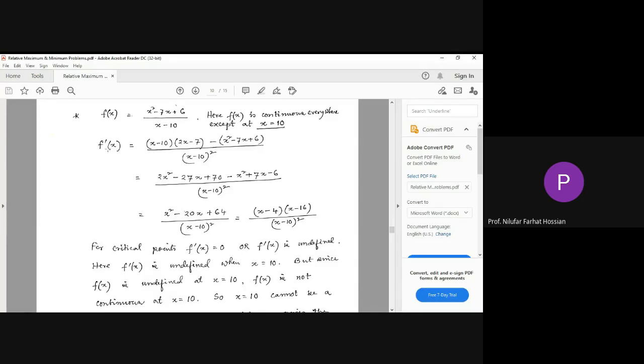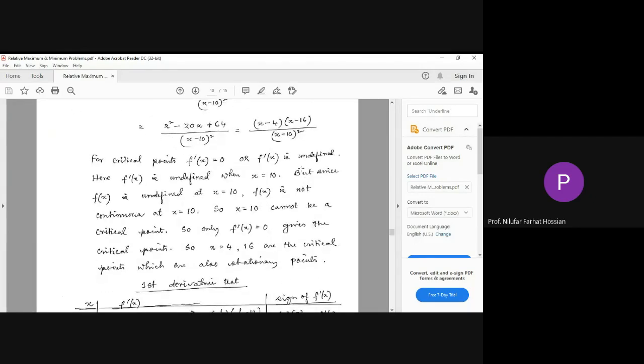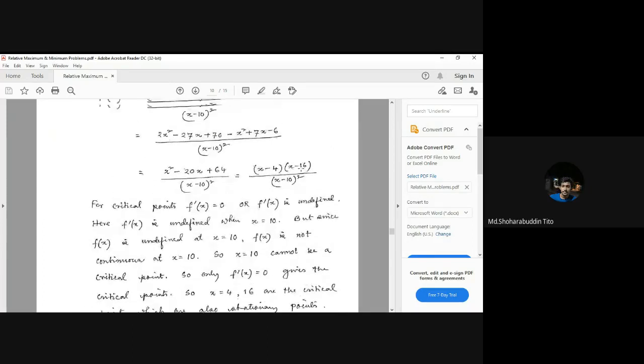Okay, so let us find the first order derivative. X minus 10 whole square in the denominator, and in the upper part it will be x minus 10 into d dx of this. D dx of this will be 2x minus 7, minus this upper part, x square minus 7x plus 6, into d dx of x minus 1, which is just 1. Do the algebra, multiply these two factors, and ultimately you are getting this. So you see f prime x, f prime, yes.